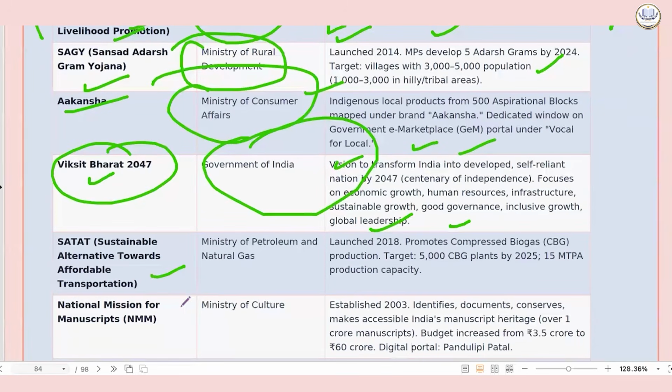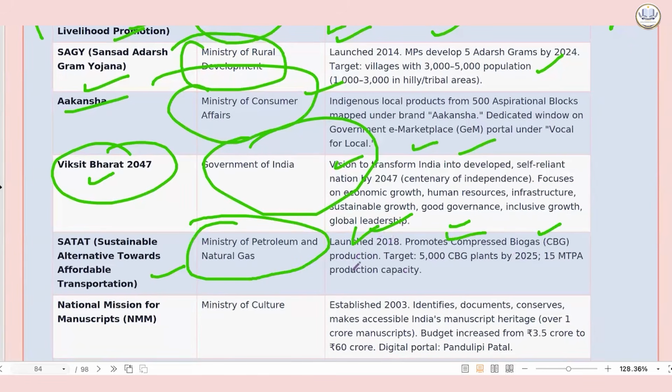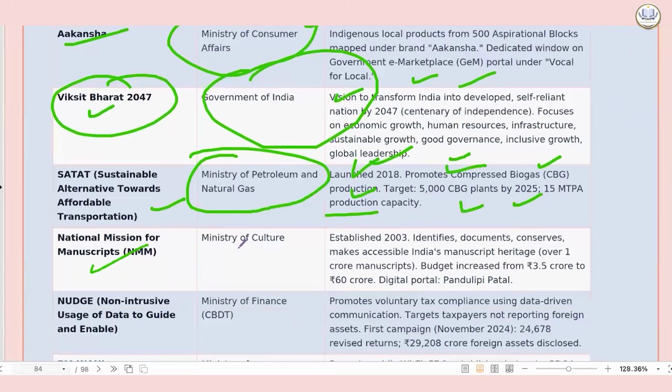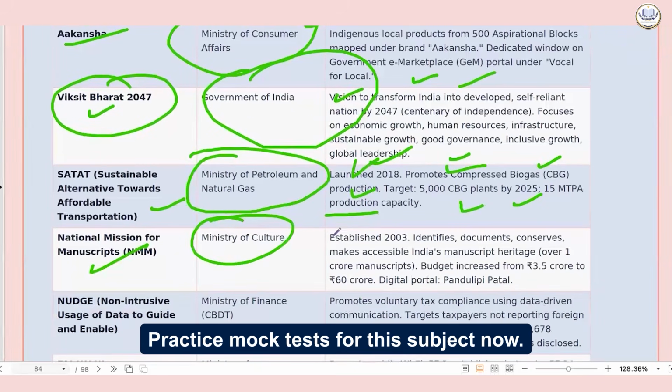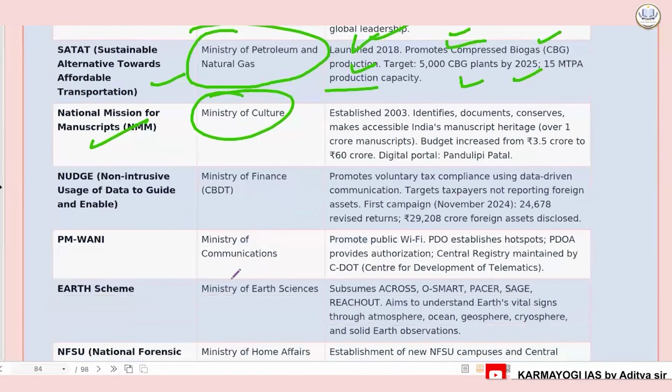Then we have Satat, Sustainable Alternative Towards Affordable Transportation, under the Ministry of Petroleum and Natural Gas, launched in 2018. It promotes compressed biogas production. The target is 5,000 compressed biogas plants by 2025. Then we have the National Mission for Manuscripts under the Ministry of Culture, which identifies, documents, conserves, and makes accessible India's manuscript heritage. There are over 1 crore manuscripts.